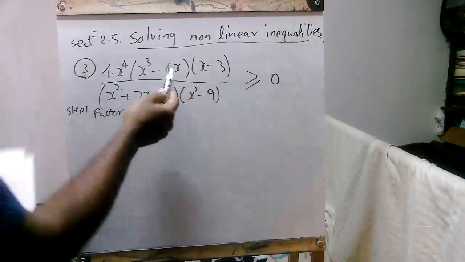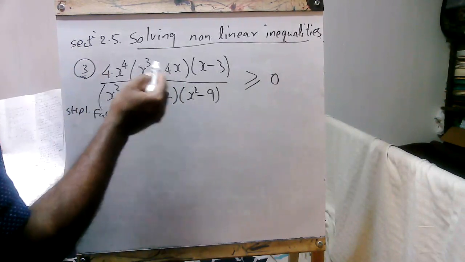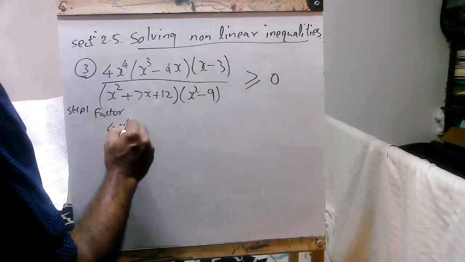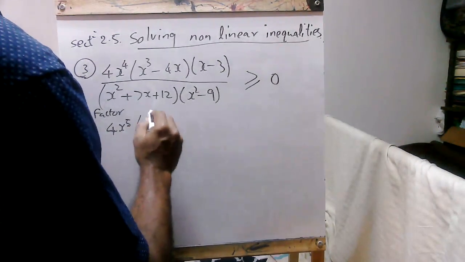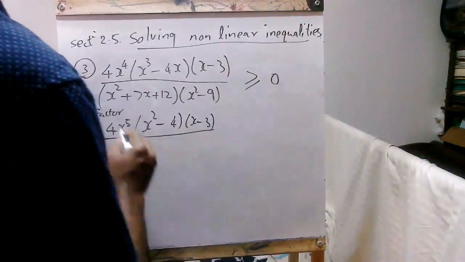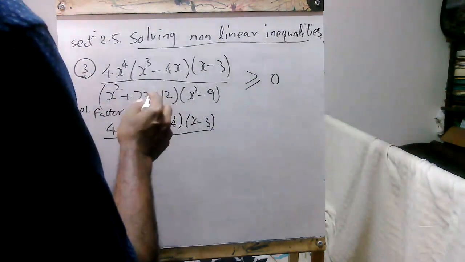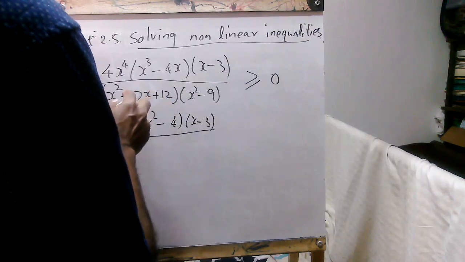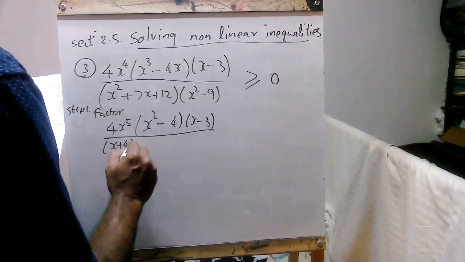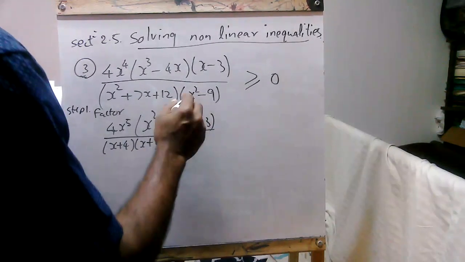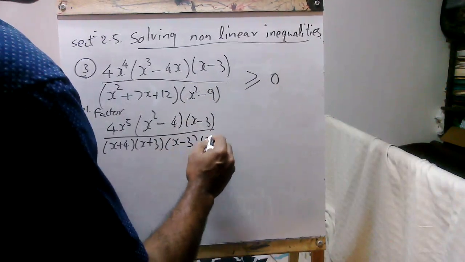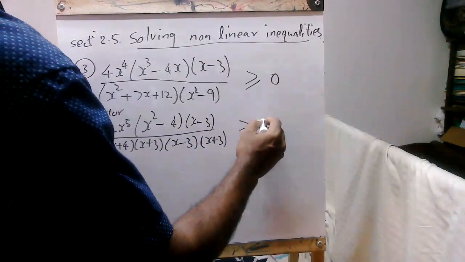Here you see we can take one x out, with this 4x to the power 4 it becomes x to the power 5. 4x to the 5, x square minus 4x minus 3, divided by this one, factors of 12, that gives us 7: 4 times 3 is 12, 4 plus 3 is 7. x square minus 9, difference between two perfect squares, greater than or equal to 0.